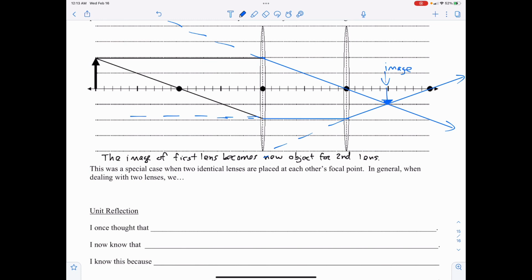Okay, this is a special case when two identical lenses are placed at each other's focal points. In general, when dealing with two lenses, we essentially let the image of the first lens become the object of the second.